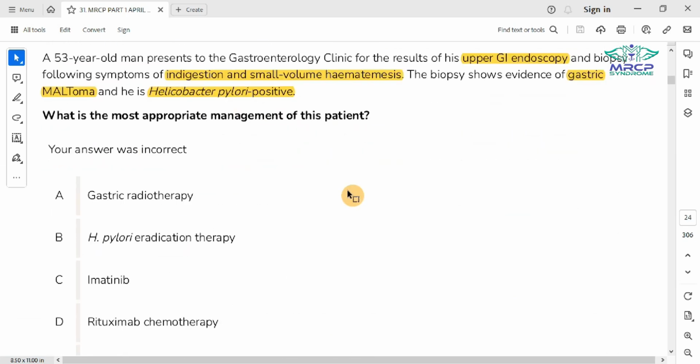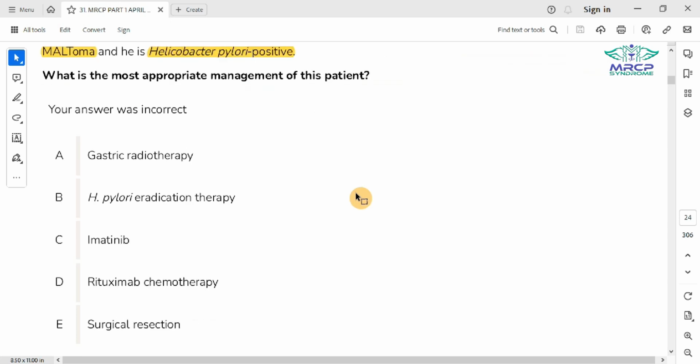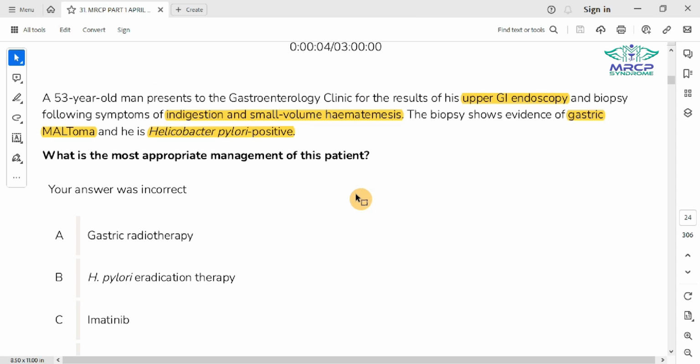What is the most appropriate management of this patient? Gastric radiotherapy, H. pylori eradication therapy, imatinib, rituximab chemotherapy, or surgical resection. A 53-year-old man presents to the gastroenterology clinic for the result of his upper GI endoscopy and biopsy following symptoms of indigestion and small volume hematemesis. The biopsy shows evidence of gastric MALToma and he is Helicobacter pylori positive. So what is the most appropriate management?